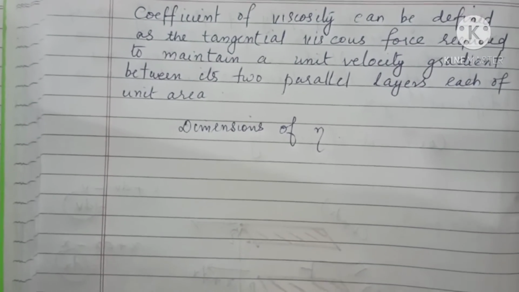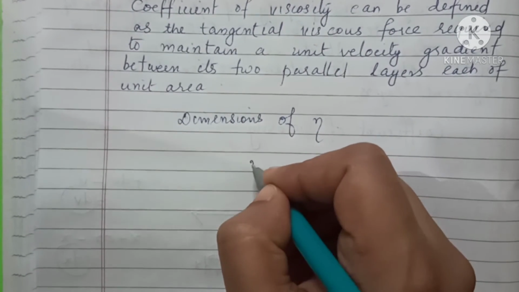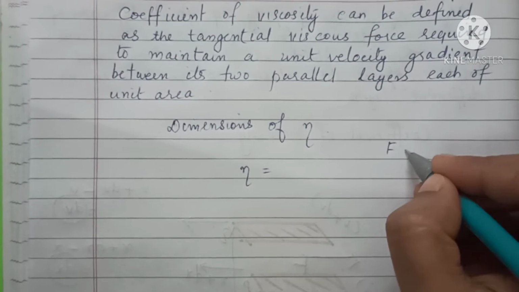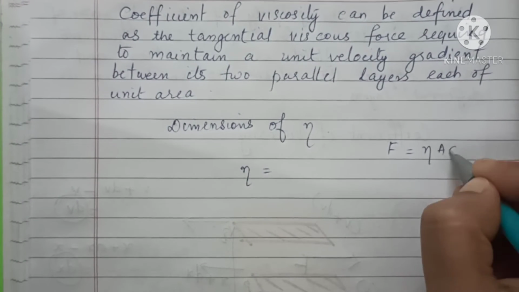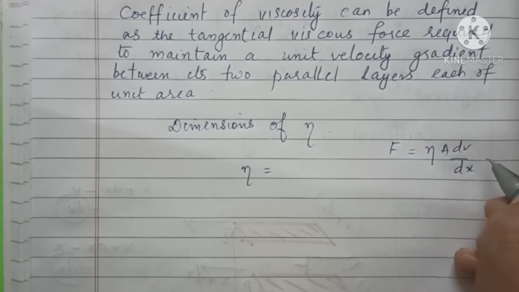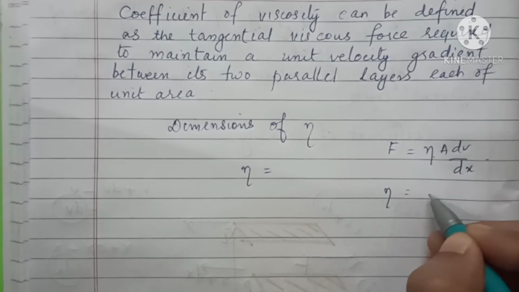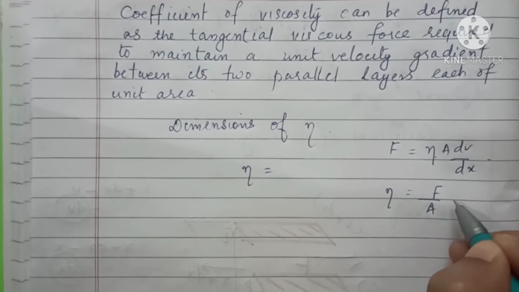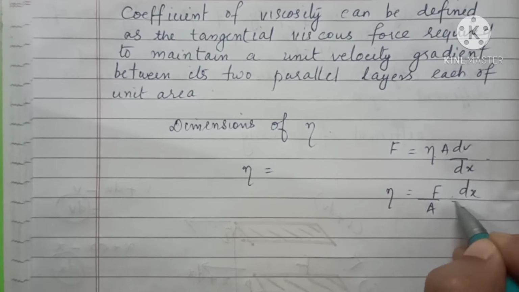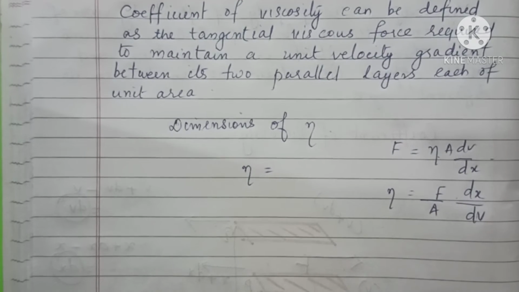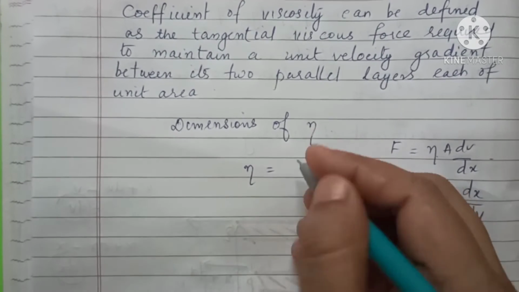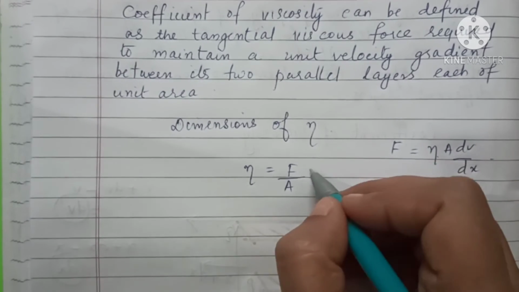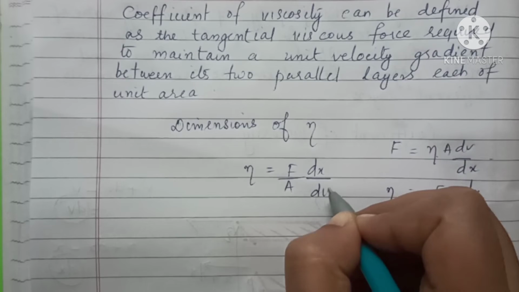So first of all, write the expression. F is equal to what? Eta A dV by dx. Clear? So what is eta? Eta is equal to F by A into dx by dV. Right? So write the equation here. Negative sign I am not taking. F by A into dx by dV.